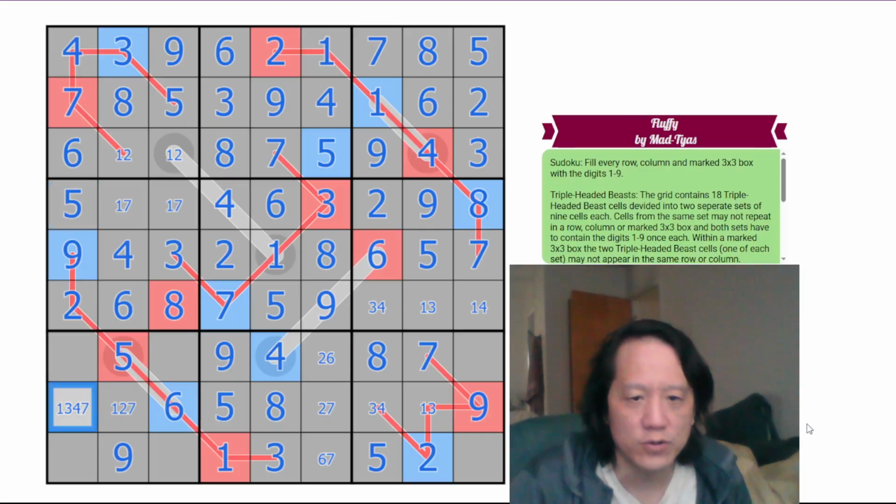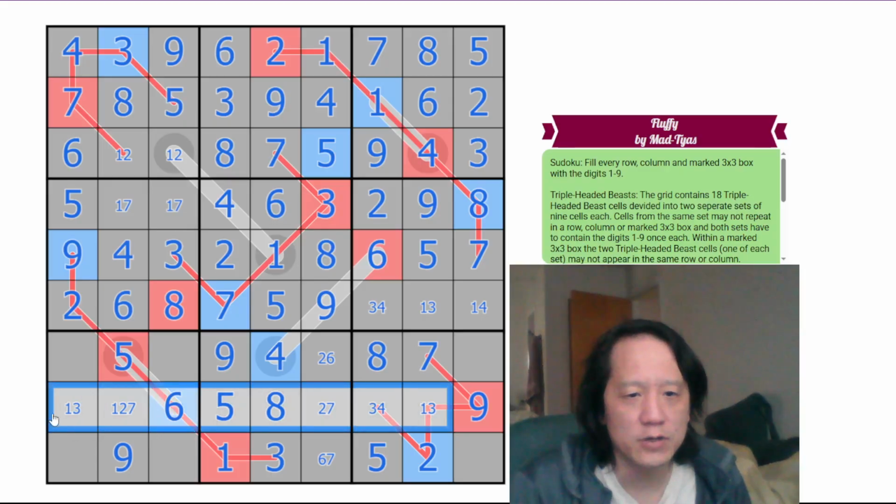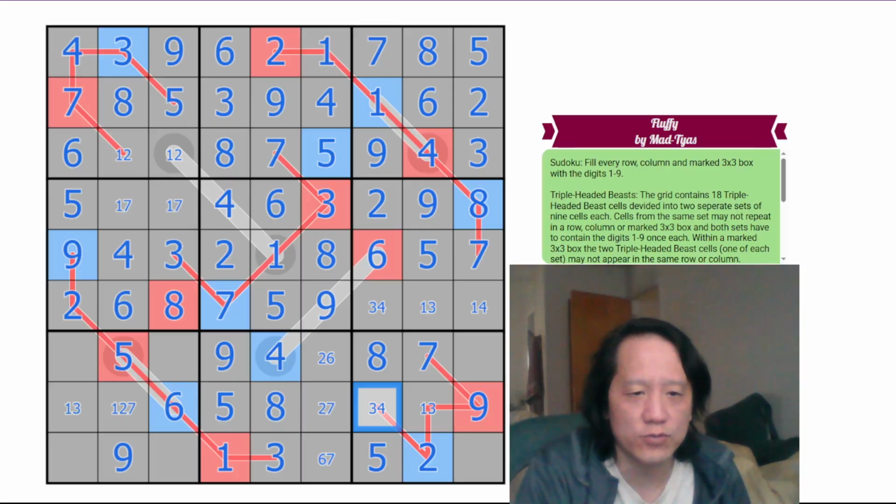This can't be 4 or 7 here. So there must be a 1, 3 pair here in row 8, which eliminates 1 and 3 in the rest of the row. So this can't be 1 or 3. This is 4, this is 3, which makes this 1, which makes that 4. 1 eliminates 1 here, so it's 3, which makes this 1.